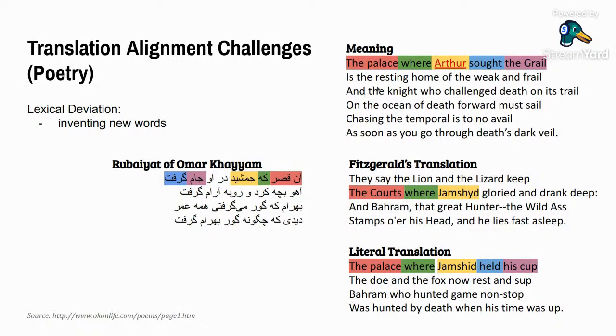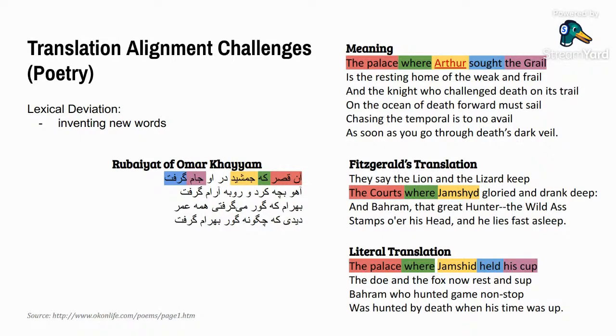Also, here if we look at the sentence order, the first sentence is in the second line. Also, here we can see the translation is they say the lion. Here we have the doe and the fox. Here there is no mention of any animal. So we see the differences between the literal and the meaning and the actual translation by a human translator.